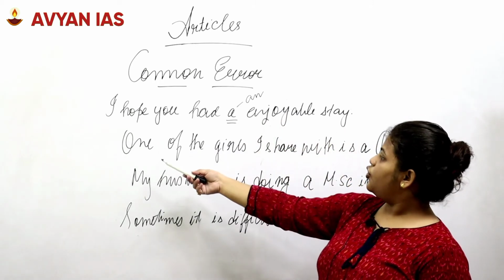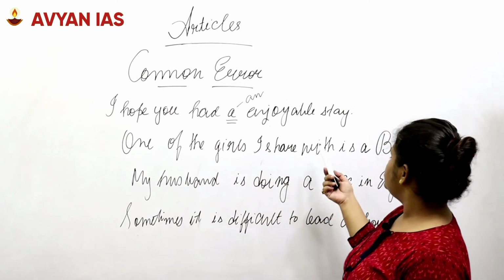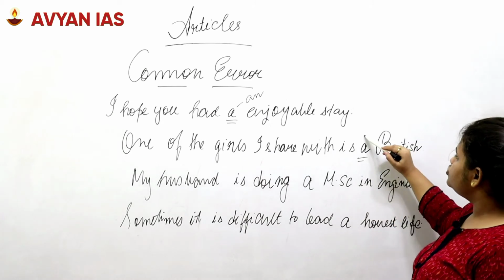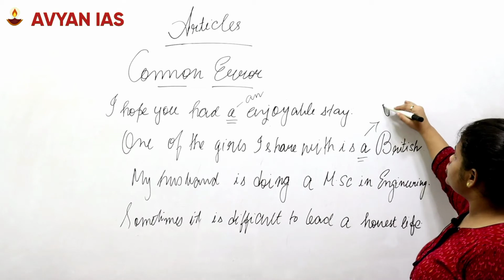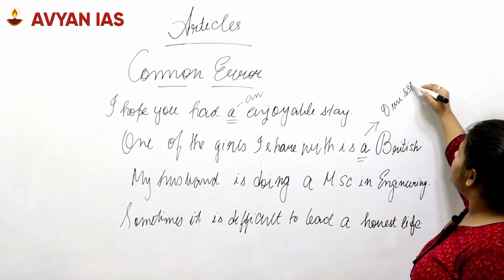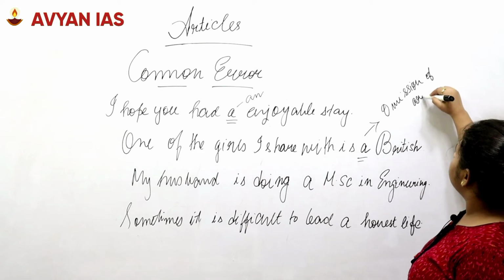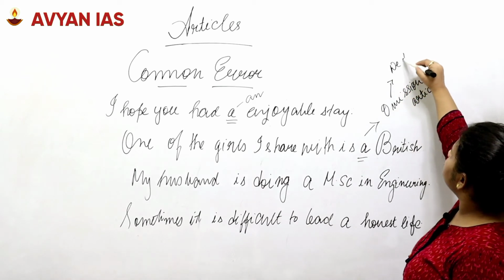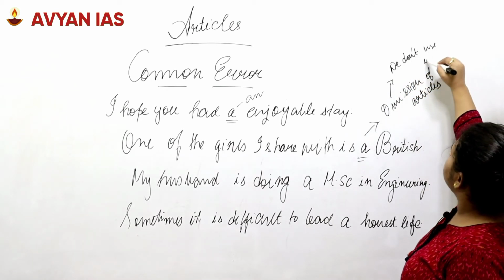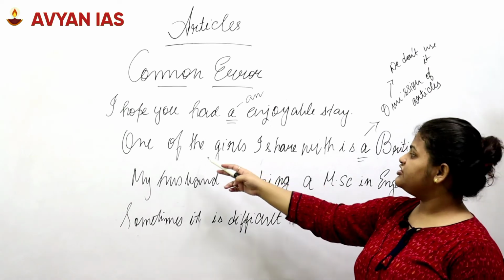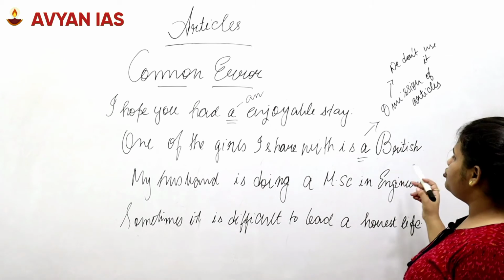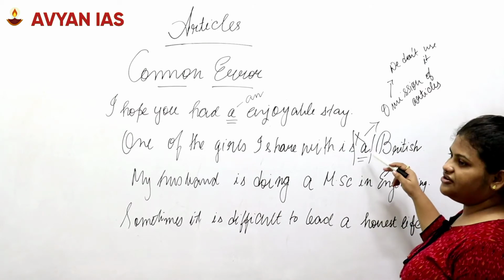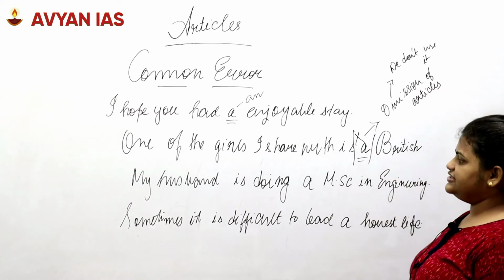The next one is, one of the girls I share with is a British. For example, this is another usage of article where we will talk about omission of articles. Omission का मतलब है we don't use it. For example, in this sentence, when we say one of the girls I share with is a British, this a is not needed. You can just write is British. This a is redundant. It is not really needed in this sentence.